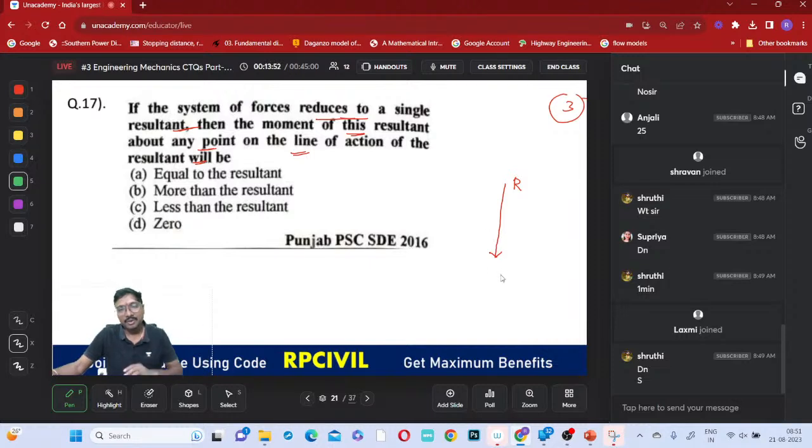Then consider the moment of this resultant about any point on its line of action. Whatever location you consider on the line of action, let us say this is your point A, this is your point B, this is your point C, tell me what is the moment about A, about B, about C. It is the resultant force into its perpendicular distance from that location. What is it, everyone? That is 0, because everywhere it is passing through the same line of action of the resultant.